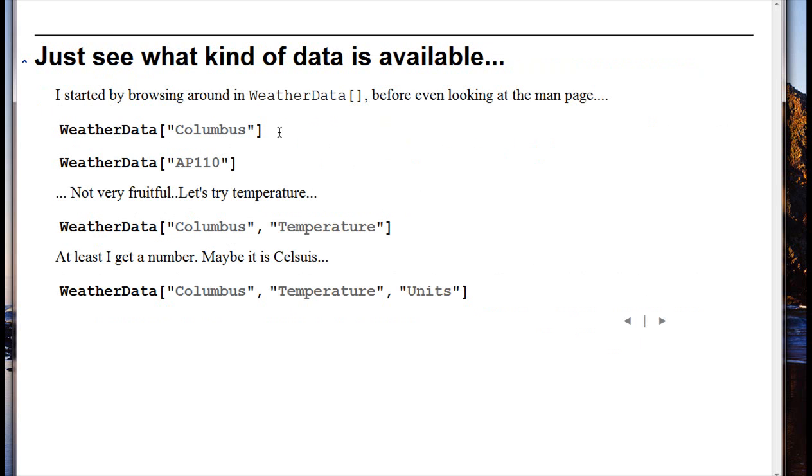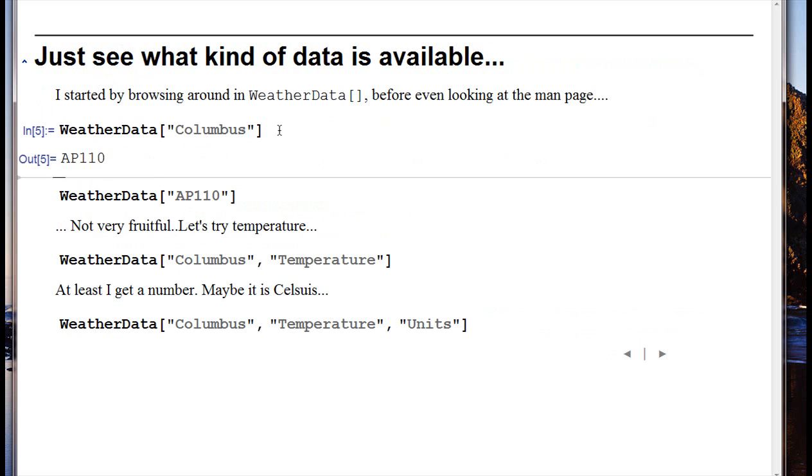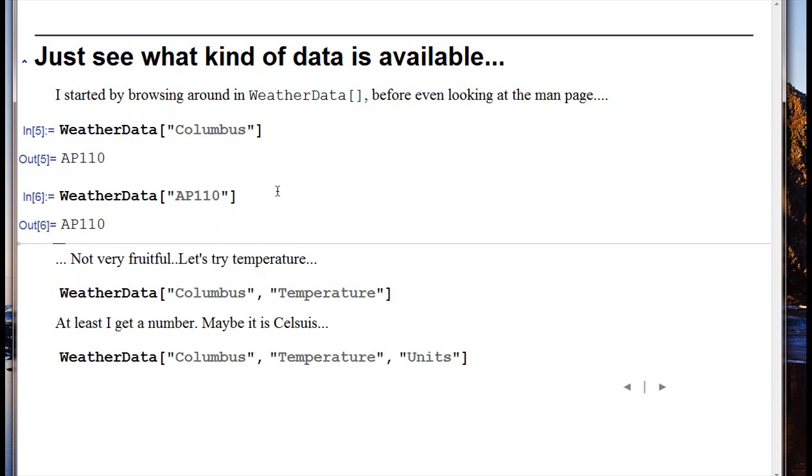So I start out by just browsing weather data before I even look at the man page. The weather data for Columbus gives me some string. I don't really know what that is. So I give the string back in and I get the string again. So that's not very fruitful.